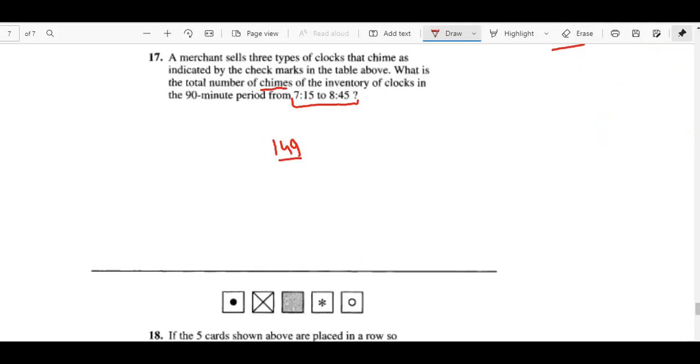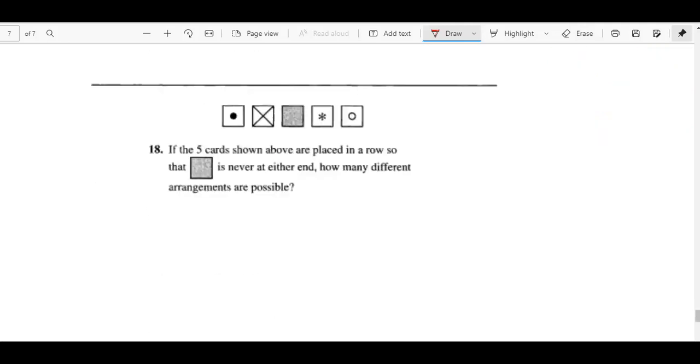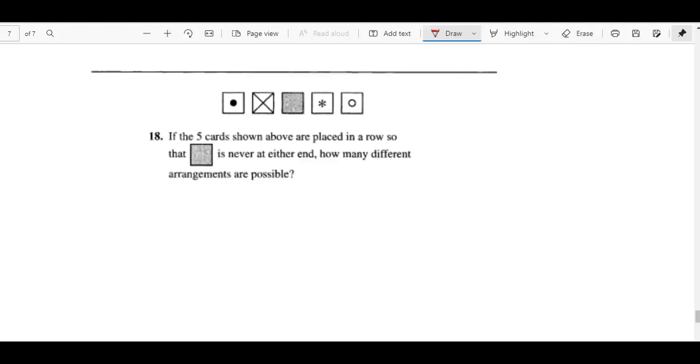Let's talk about the last question. Okay. So I'll read the question. The question says, if the 5 cards shown above are placed in a row so that this one, the one which is filled properly, like this one, is never at either end, how many different arrangements are possible? Okay.